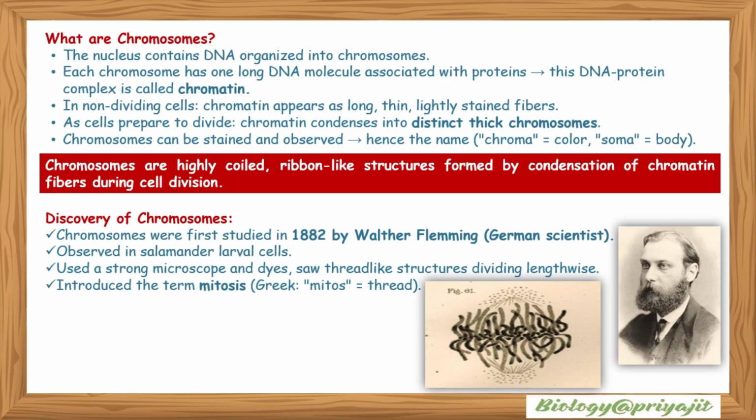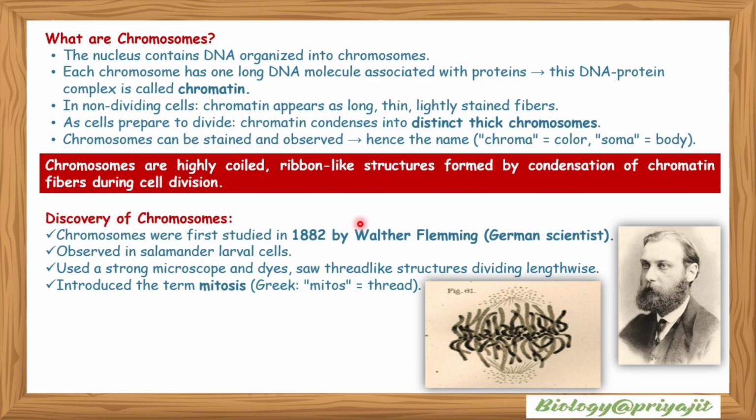What are chromosomes? The nucleus contains DNA organized into chromosomes. Each chromosome has one long DNA molecule associated with proteins, and this DNA protein complex is called chromatin. In non-dividing cells, chromatin appears as long, thin, slightly stained fibers. As cells prepare to divide, chromatin condenses into distinct thick chromosomes, and chromosomes can be stained and observed, hence the name. Chroma means color and soma means body. So chromosomes are highly coiled ribbon-like structures formed by condensation of chromatin fibers during cell division.